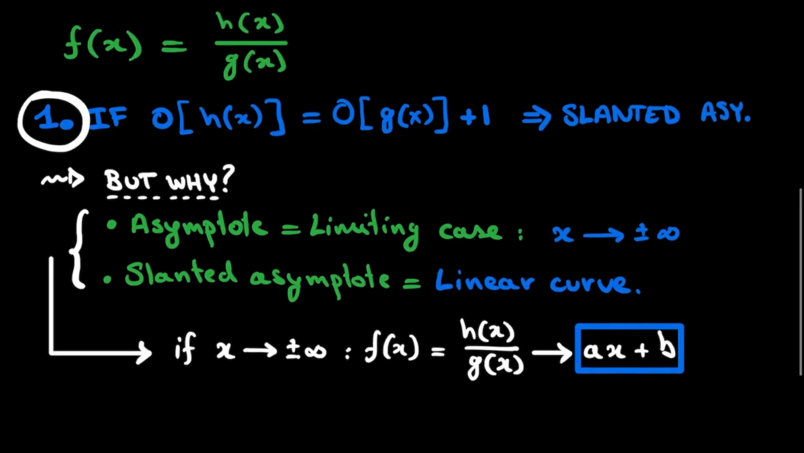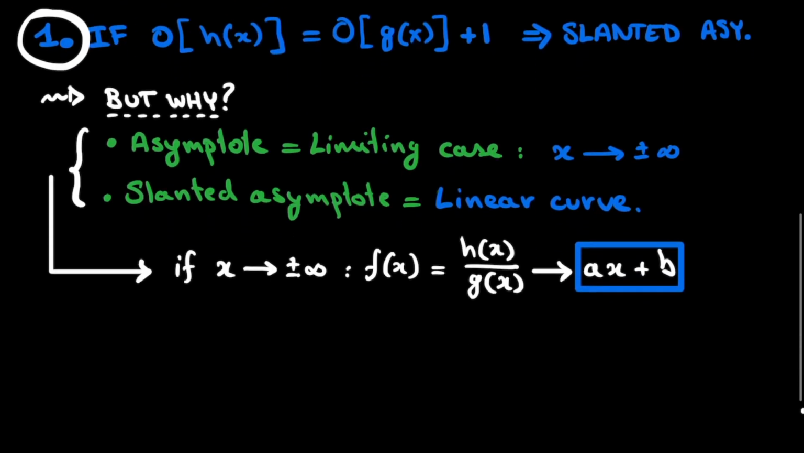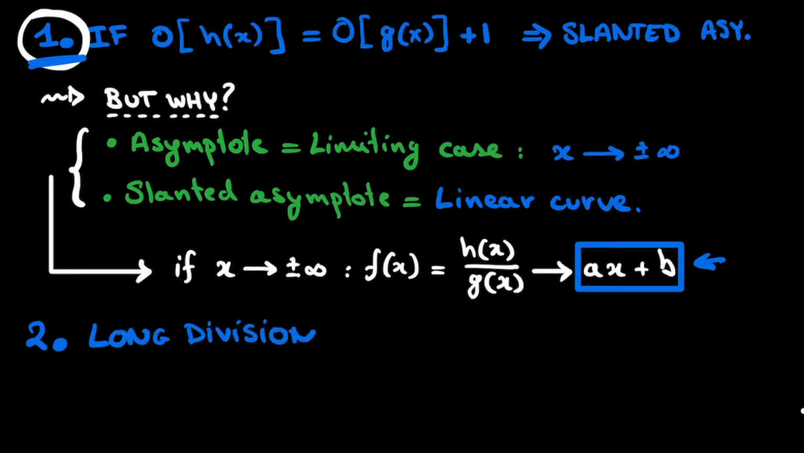So once you've determined that this function indeed has a slanted asymptote by using rule 1, we go to rule 2 to actually find this a and b of the slanted asymptote, which is long division, meaning that this function f of x that could be written as the ratio of two functions, we will perform a long division on this ratio.